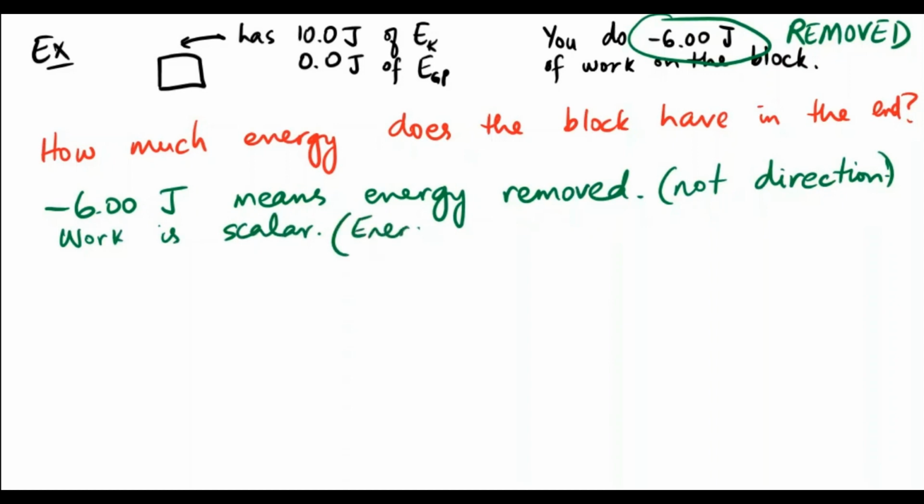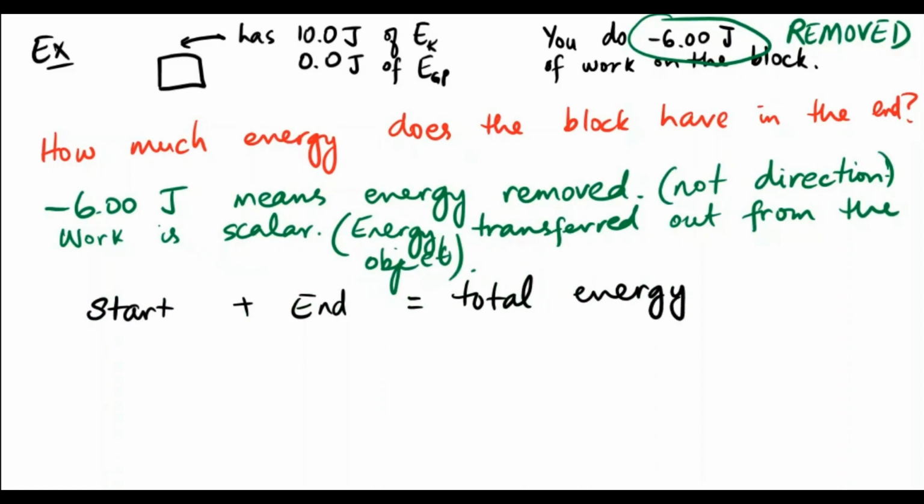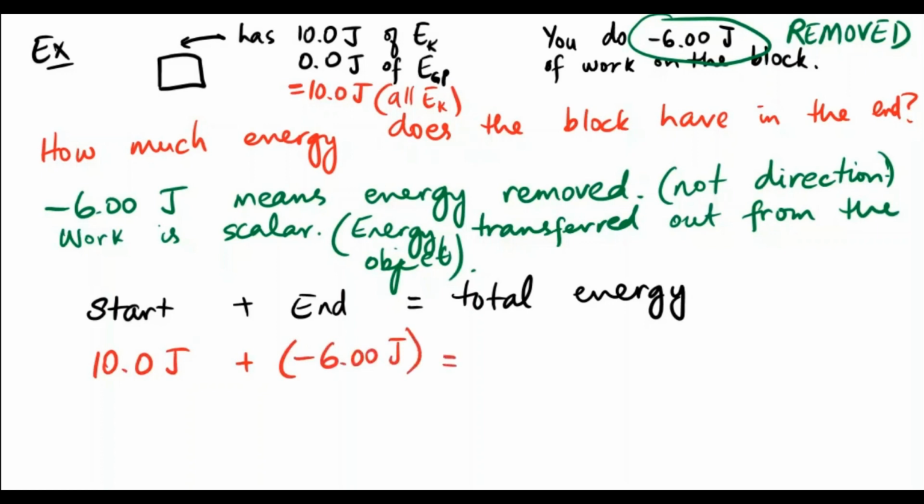It's only telling you whether the energy has been removed or added to the system. Now work is a scalar quantity, and that's why the negative sign is not going to tell you the direction. It's only telling you about the energy transferred in and out of the object. So let's calculate the energy now for the block. We'll just do the same thing. We'll add the beginning energy and ending energy and find the total energy. The beginning energy, as I said before, is 10 joules, all kinetic energy, plus the negative 6 joules, and we get a total of 4 joules of energy.